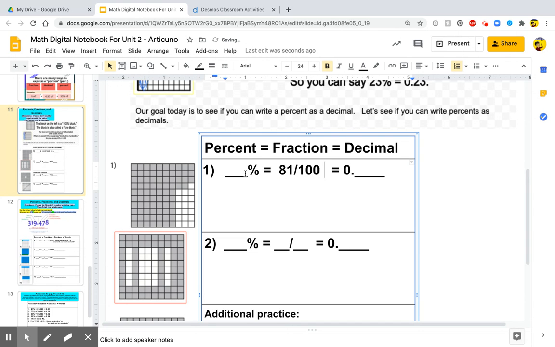Oh, wait a minute. Remember, percent means out of 100? Percent means out of 100. We learned this last week. So 81 over 100 is the same thing as 81%. That's what we learned last week. Okay.